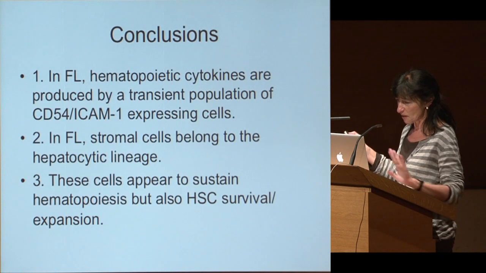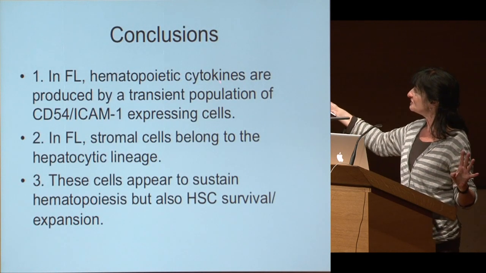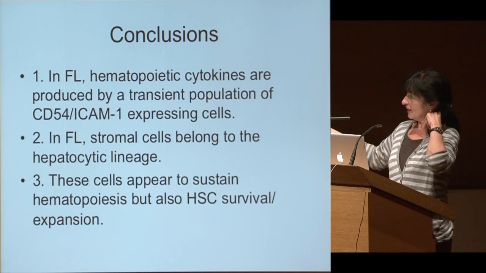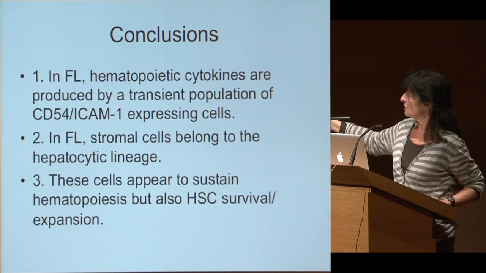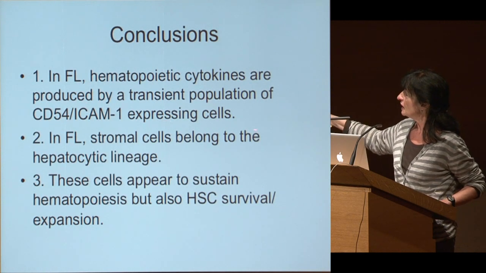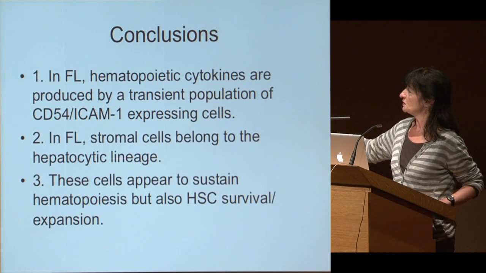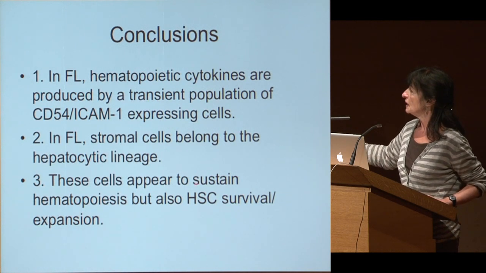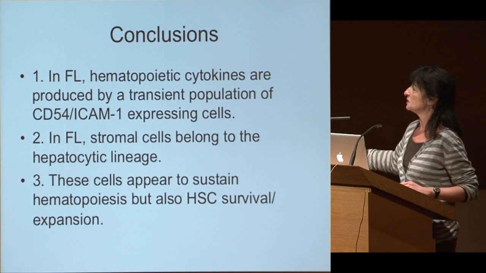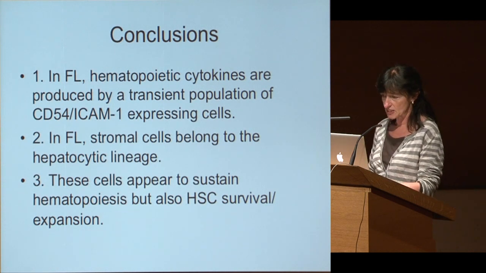So I'm going to finish up here. These are the conclusions. In fetal liver, hematopoietic cytokines are produced by a transient population that express CD54. They exist in the mouse and in human fetal liver. They seem to belong to the hepatocytic lineage, but they are a transient population of cells. They seem to sustain hematopoiesis, but also HSC survival and expansion.